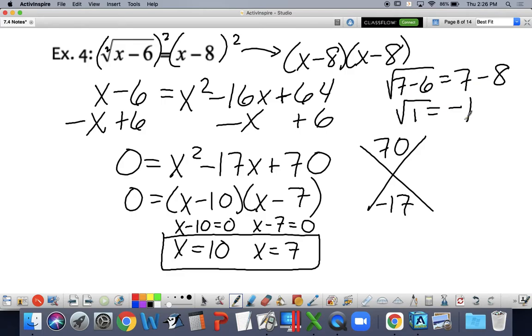Is the square root of 1 negative 1? No. So this one does not work. Our only solution is x equals 10.